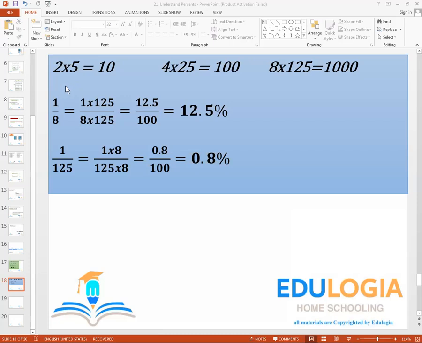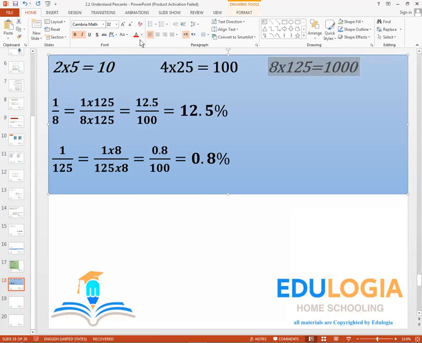Here we have once again, the product of 2 and 5 is 10. You know it. Learn it by heart, please. And the product of 4 and 25 is 100. The product of 8 and 125 is 1000.